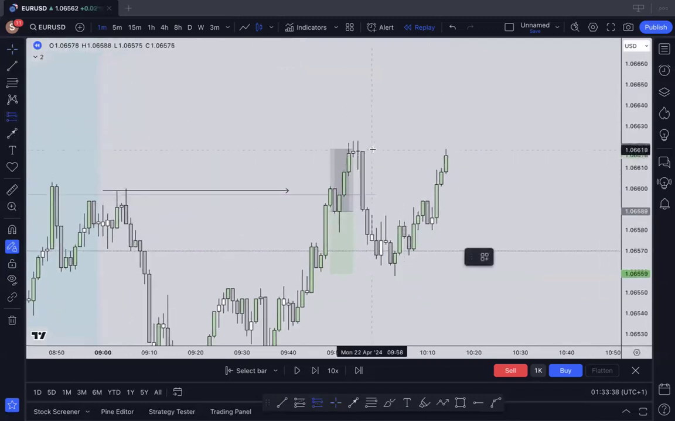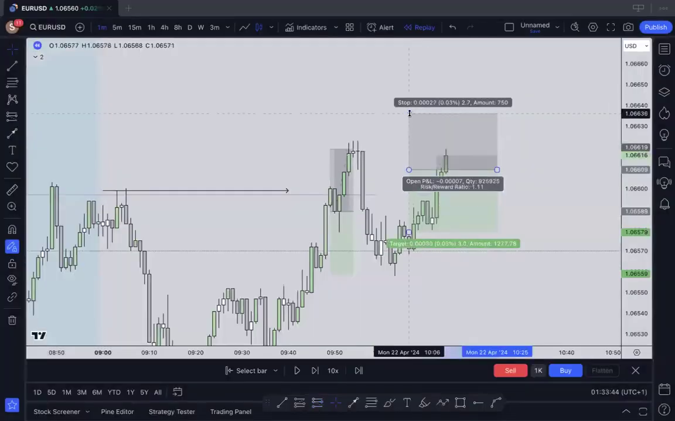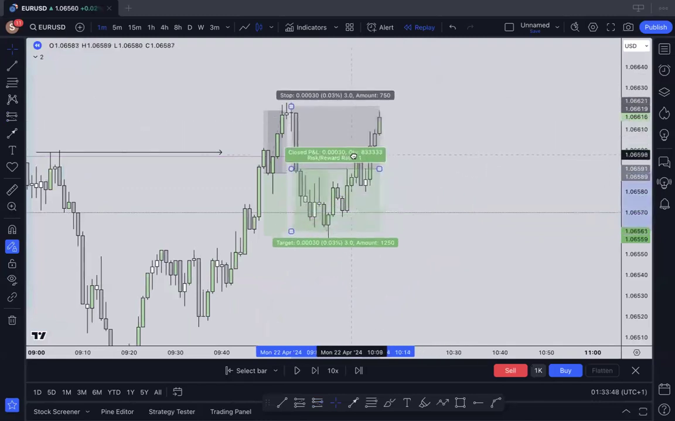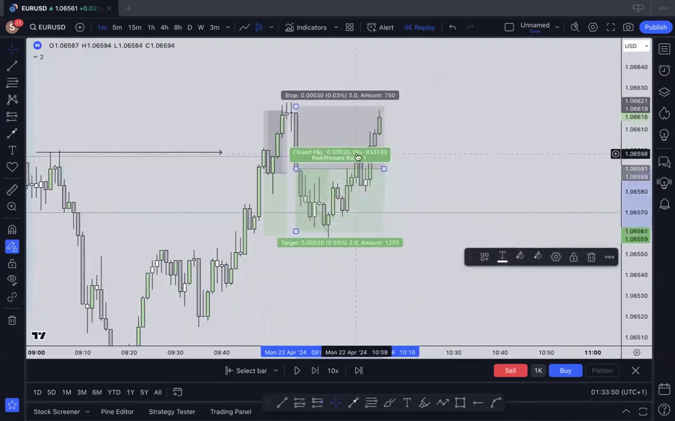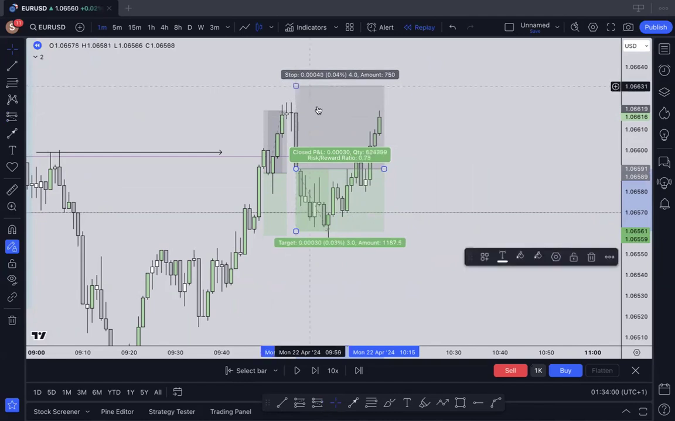Now, where would you be looking to enter on this? You can either look to enter on the liquidity candle here, and have a 3 pip stop loss, or you can look to enter here on the engulfing at market value. And there you would have maybe a 4 pip stop loss just to cover the high.